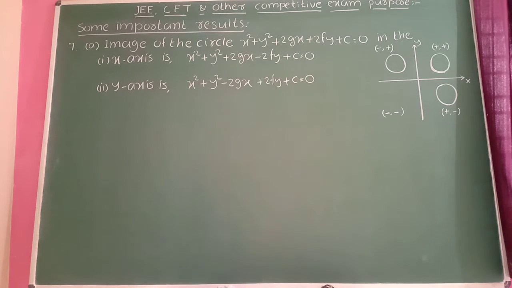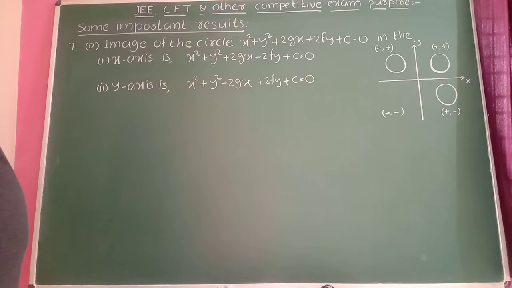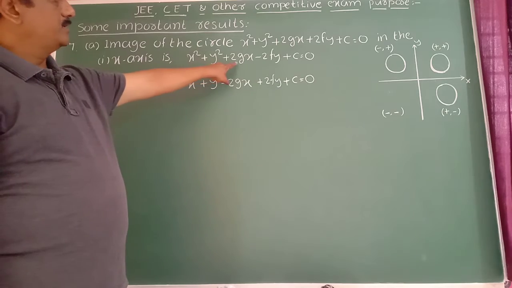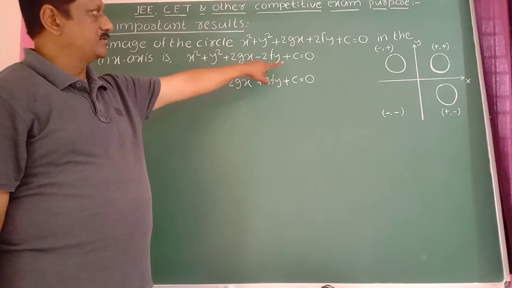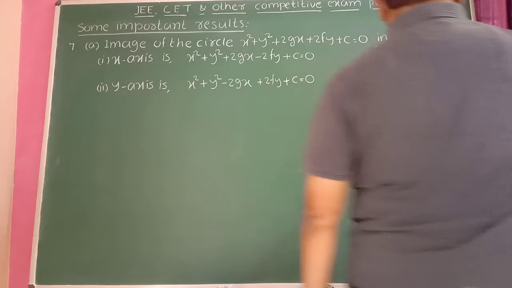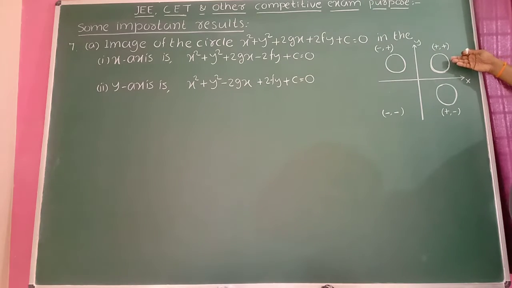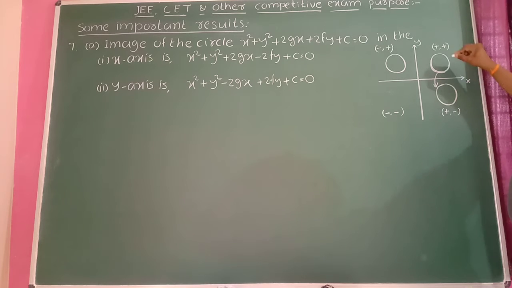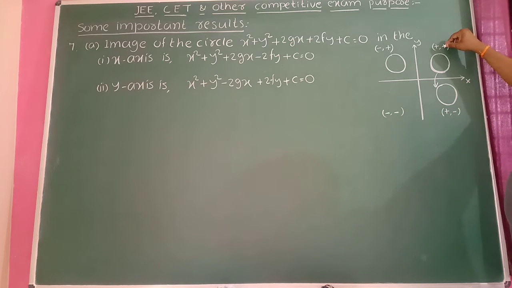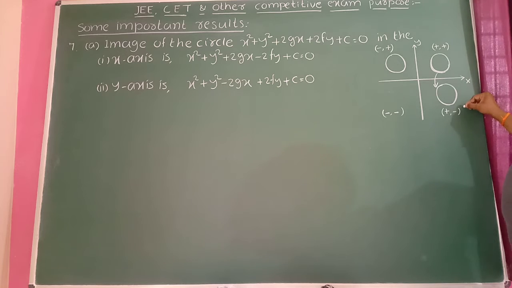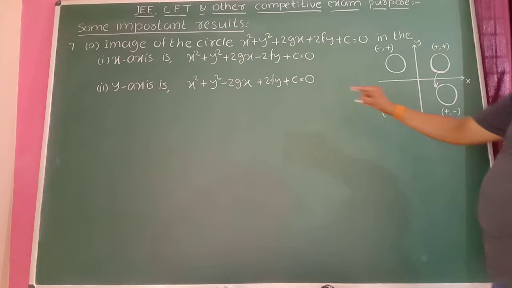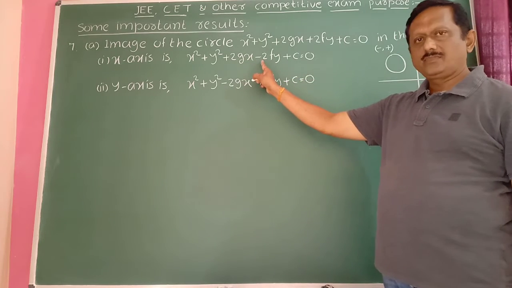So next, the image of the circle x square plus y square plus 2gx plus 2fy plus c equal to 0 in the x axis is x square plus y square plus 2gx minus 2fy plus c equal to 0. So if this is a circle here, its image in the x axis means this one here. Its image is this here. Then obviously here both are positive, in the first quadrant. This is in the fourth quadrant here. X is positive, y negative.